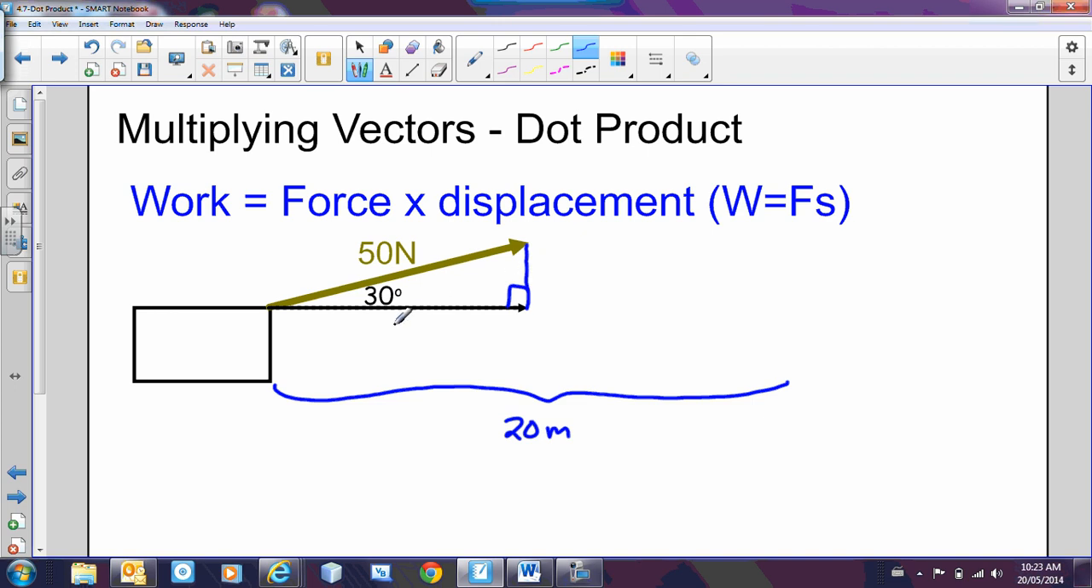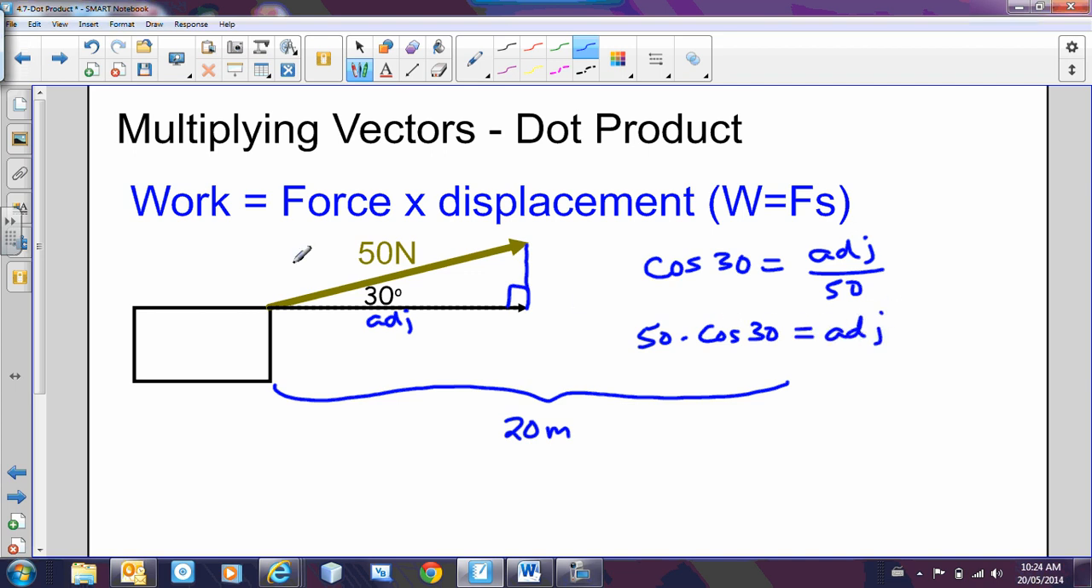So this is my opposite, this is my adjacent, and so if I look at this, cosine of the 30 will be equal to my adjacent divided by my 50. And so if I multiply 50 times cosine of that angle, I can figure out the amount of force in that direction.